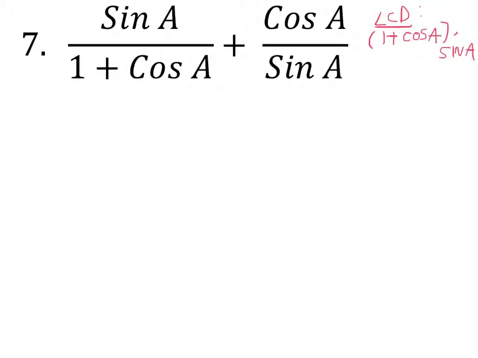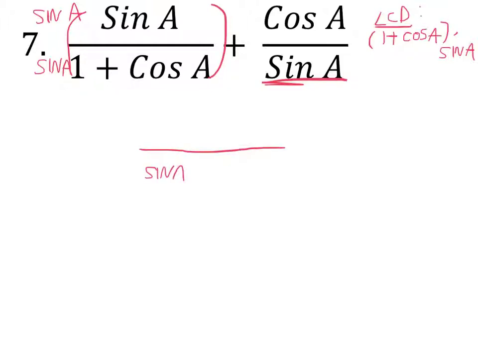So if I do that, this first fraction, I have to multiply it by the other factor. So I multiply the top and bottom by sine of A. Okay, and I'm going to put this right here. Common denominator is this sine of A times the quantity of 1 plus cosine of A. And then when I multiply sine times this sine gives me sine squared of A.